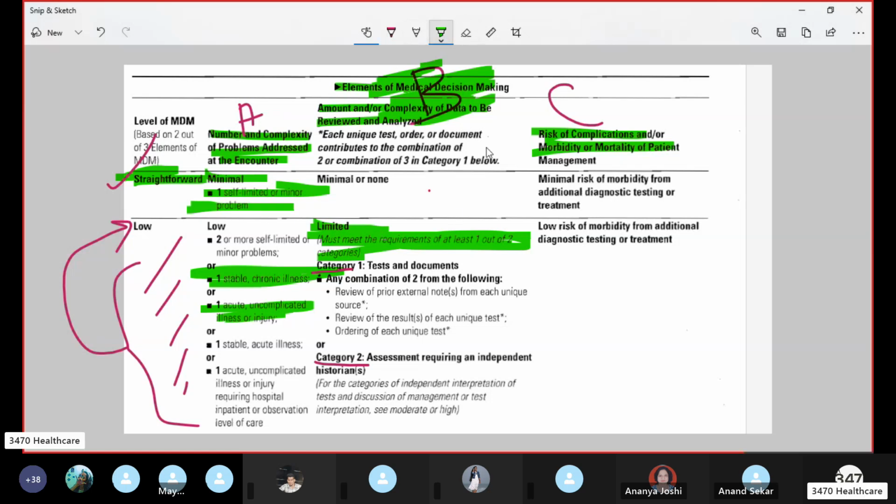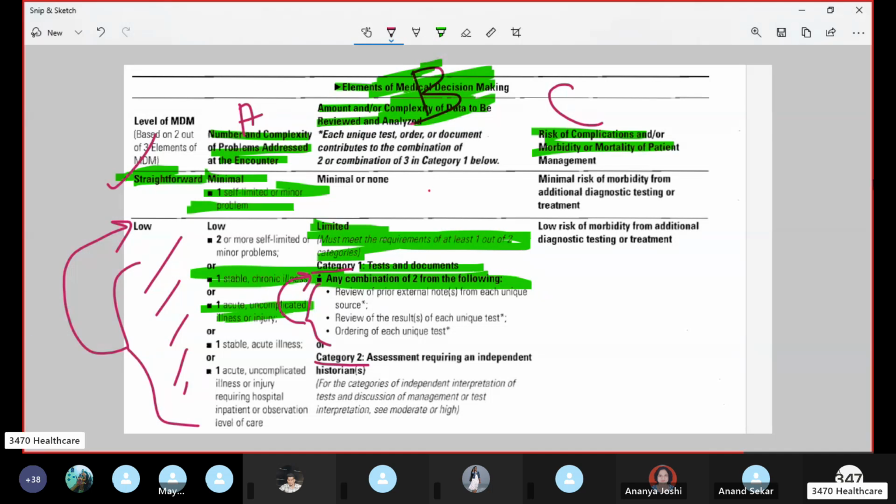So category 1, test and documents. Any combination of the two from the following. So we have 3 bullets. In that any 2 bullets present, category 1 warrant. That is the meaning. Okay, in that any 1 category met, can go for the low. Under category 1, 3 bullets present. In that any 2 bullets, then only category 1 warrant.